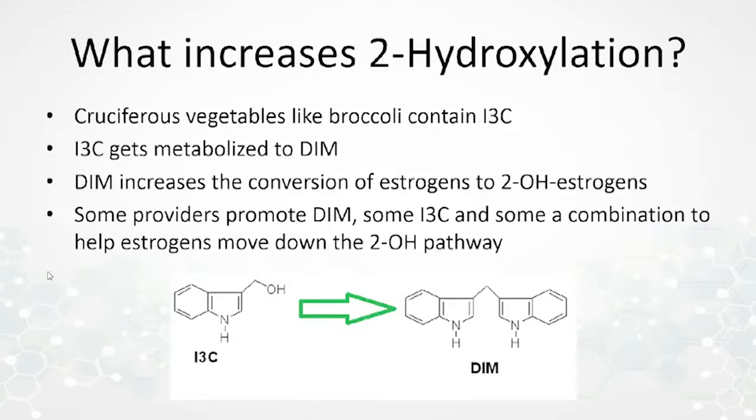I3C is indole-3-carbinol. That's something in cruciferous vegetables that's been shown to increase 2-hydroxylation, and it can improve those ratios if they're way off and the 2-hydroxy is much less than 70%. Likewise, we can also look at these metabolites relative to the primary metabolites.